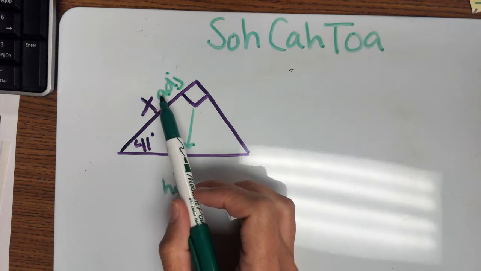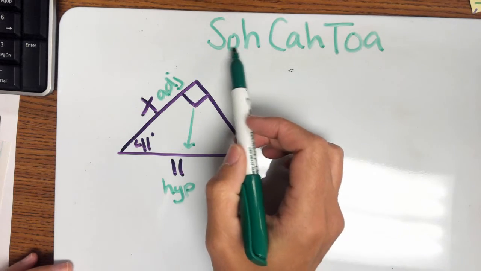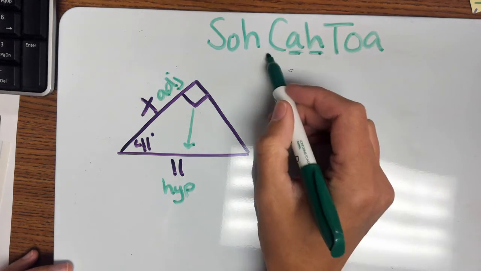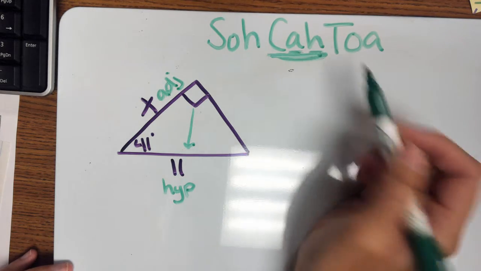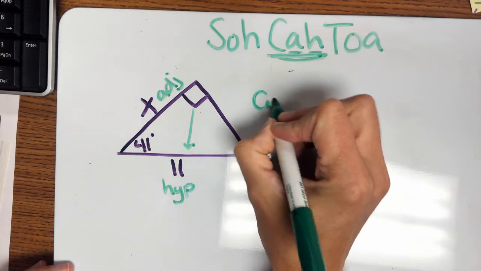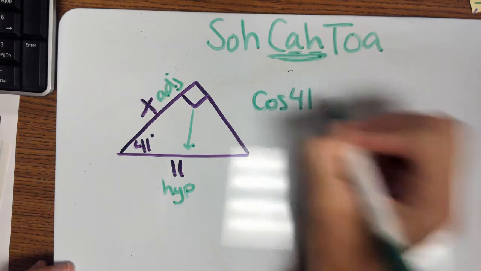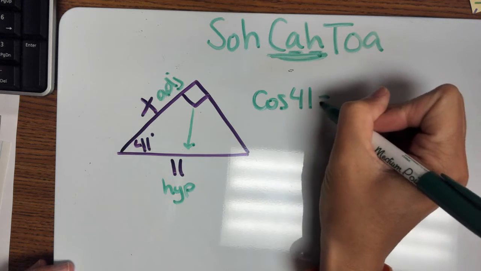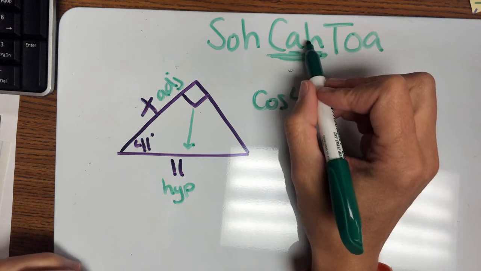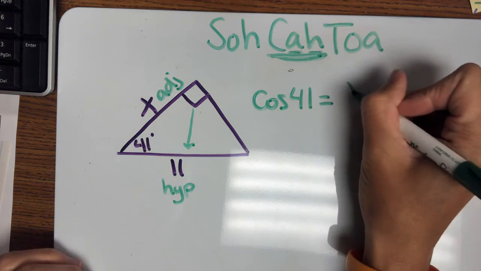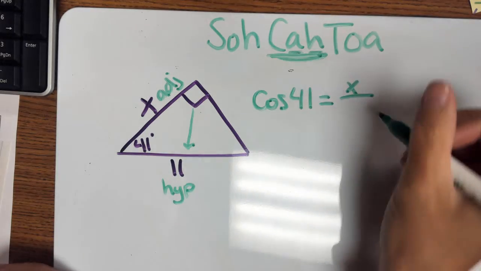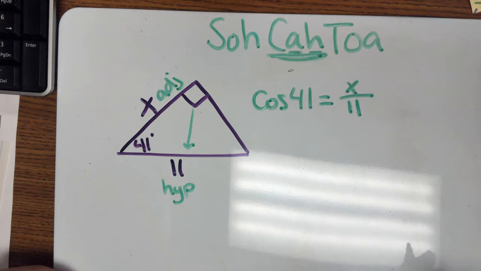So when I go up and match, I have A and H. I'm looking here, okay, here's an A, here's an H. That means I'm going to be using cosine. So that's how we apply this. It's always cosine of the angle that you have, which is 41, is equal to, and this tells me the ratio, A comes before H. So the adjacent leg is x, which comes before, or on top of, the hypotenuse, which is 11.